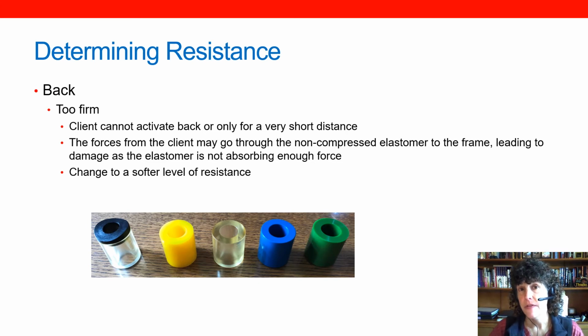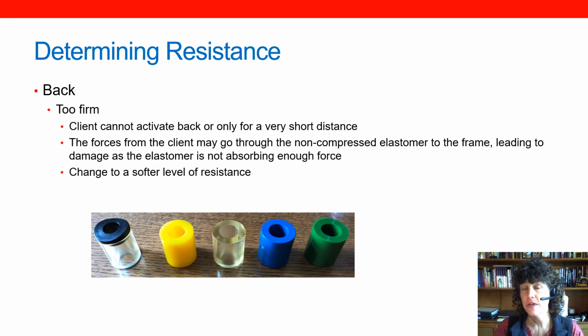Also, if this elastomer does not compress at all, the forces from the client, instead of being absorbed in that elastomer, might actually translate to the frame. That's what we're trying to avoid by using a dynamic component. One of the chief applications of dynamic seating is to absorb and diffuse these forces so that we avoid breakage or damage to the equipment itself.